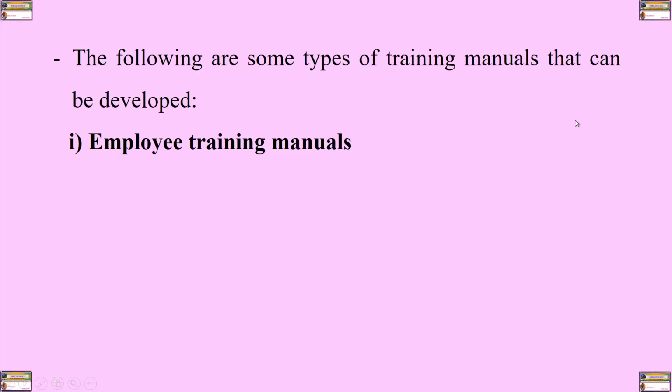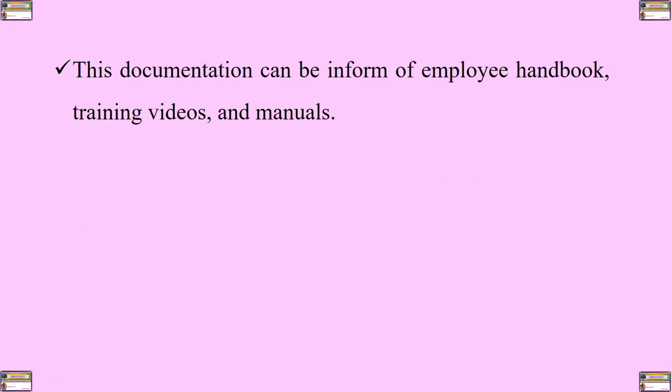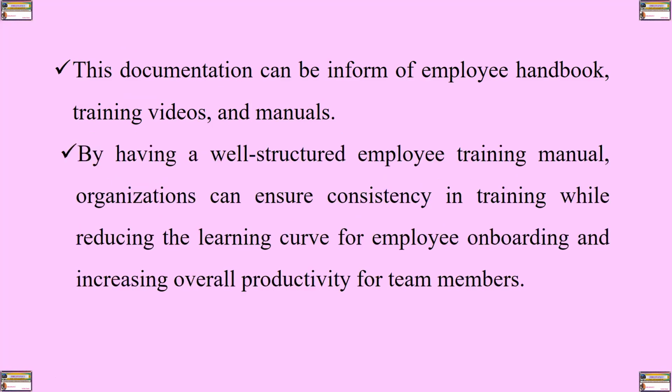Number 1 is employee training manuals. Their main purpose is to ensure that every employee has a clear understanding of their role, knows what is expected of them, and understands how they fit into the company's framework. This documentation can be in the form of an employee handbook, training videos, and manuals. By having a well-structured employee training manual, organizations can ensure consistency in training while reducing the learning curve for employee onboarding and increasing overall productivity for team members.